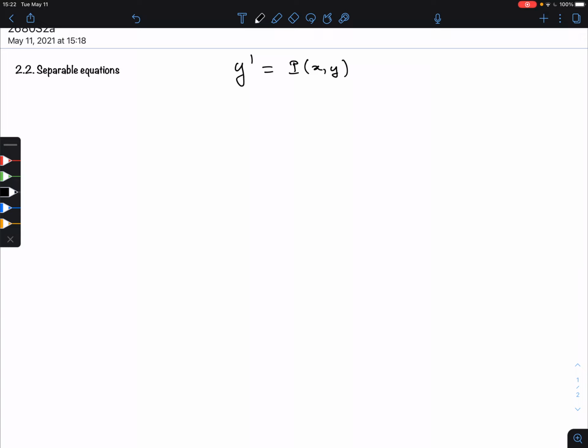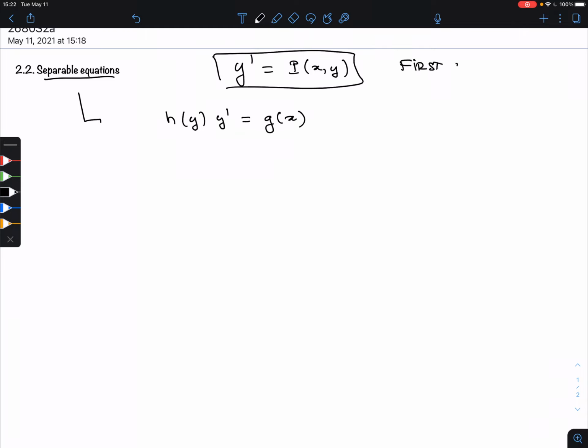Now we're going to look at a different type of equations, which we call separable equations, equations that can be written in the following form: h(y) y prime equals g of x. Now, you might protest and say, well, this is not even of the form of first order. This is how first order looks. But what you write down, professor, is not of that form.